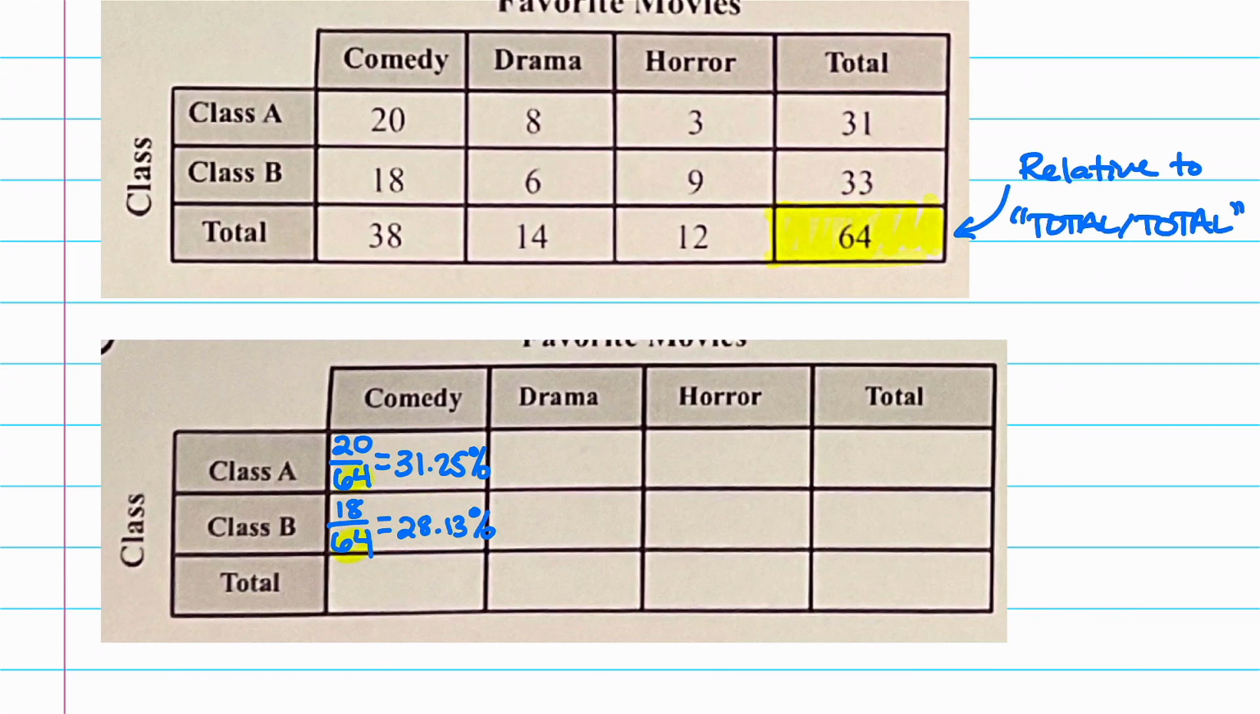All right, I'm going to do one more the long way, and then the rest I'm just going to go ahead and give you those numbers. How do I get this one? Well, this is going to be the drama students coming from class A, which I know that there's 8 of them, but it's 8 out of 64. 8 out of 64, I type that into my calculator. That one's actually nice. It's 0.125. And when I move the decimal 2 times to the right, that gives me 12.5%.